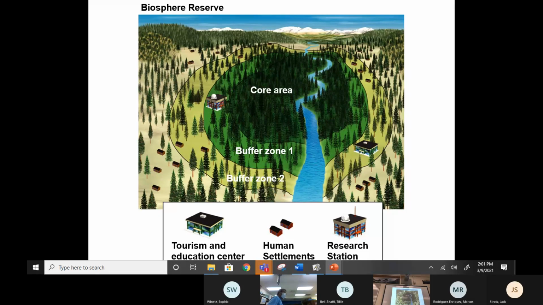This should have been earlier, but here's the idea of this biosphere reserve with a core area that's totally untouched. Maybe you can walk in there like a wilderness area. Then around it is a buffer zone, and here they have 2 buffer zones with different things going on in each zone. Only the research station is in the first buffer zone. We have a tourism and education center in the second buffer zone. The human settlements are outside the buffer zones. However, there might be a couple that were built 100 years ago, and we can't exactly kick them out. So that would be one way to design a biosphere reserve.